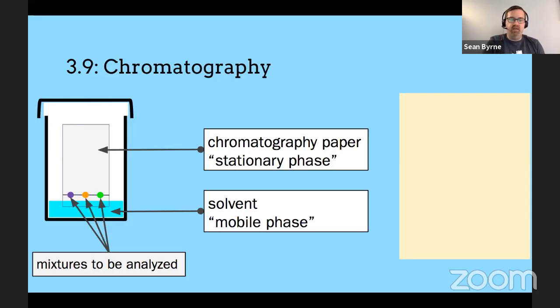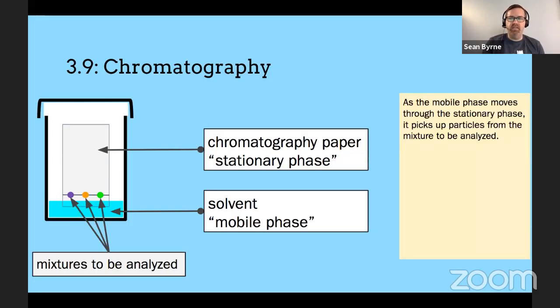There are 2 different kinds of solvents. Going back to our intermolecular forces, we could have a polar or a non-polar solvent, and we can talk about why you would use each of those. But what's going to happen is that as the mobile phase moves through the stationary phase, that's really fancy terminology for saying as the solvent moves up through this paper, right? If you've ever put a piece of paper towel in water, you know that the water will move through the paper towel. Same thing happens here, right?